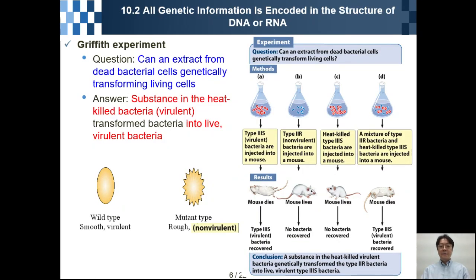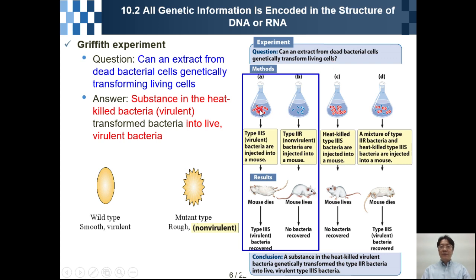In this slide, I will explain the second subject. The second subject is that all genetic information is encoded in the structure of DNA or RNA. This is Griffith's experiment, which shows some information about DNA. The question was: can an extract from dead bacterial cells genetically transform living cells? There are two types of bacteria. One is the wild type, the other is a mutant type. The wild type is smooth, so we call it S type, and it is virulent. The other type is rough and non-virulent.